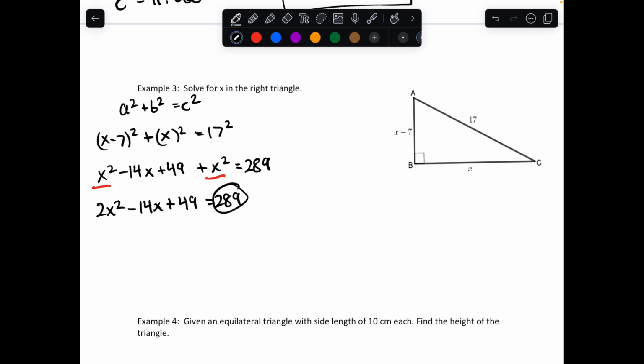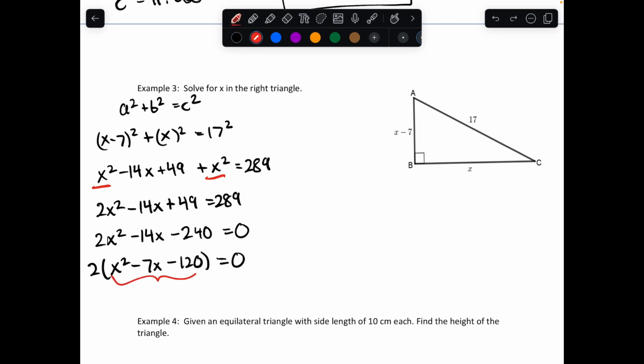First off, I want this to be equal to 0, so I'm going to subtract 289 from both sides. So this is going to give us 2x squared minus 14x minus 240, and that is going to be equal to 0. Now I see that each term right here is divisible by 2, so I'm going to go ahead and factor a 2 out. So we have 2 times (x squared minus 7x minus 120) is equal to 0. And now I'm going to use the quadratic formula on this part underlined in red.